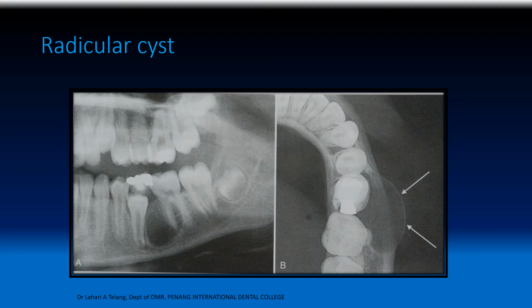This is a similar radiograph where you can see the enlargement on the occlusal view in the buccolingual direction. So that is exactly how the cystic space looks, and there is a thin rim of sclerotic margin covering the well-defined radiolucency.